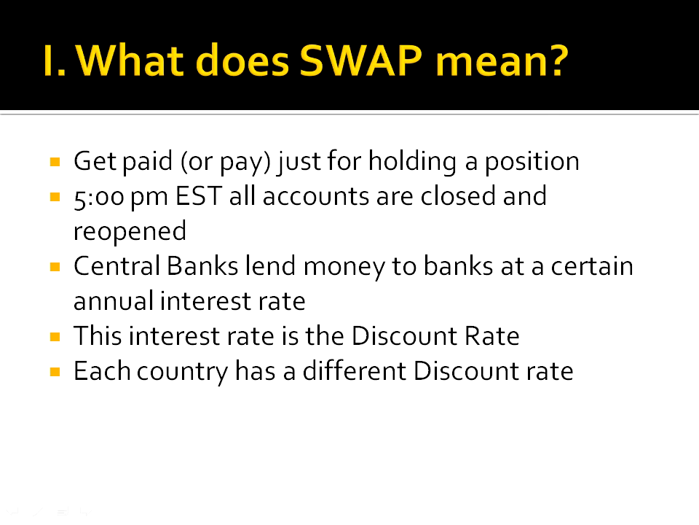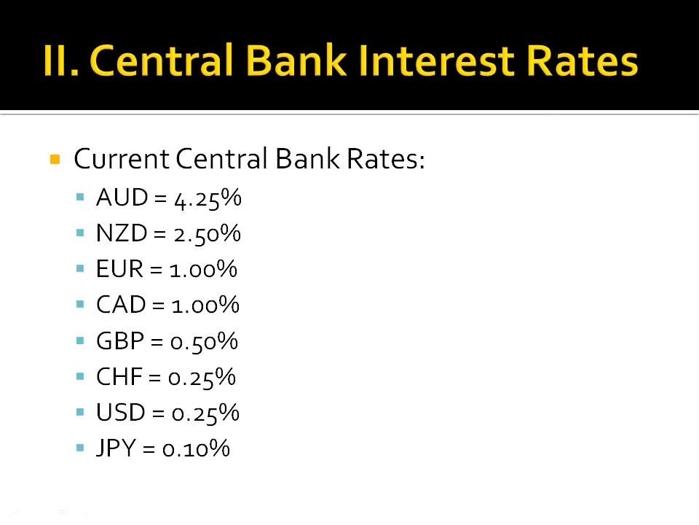Now what happens is at 5 p.m. Eastern, all accounts are closed and instantaneously reopened. This is the swap transaction. Now central banks lend money to their banks at a certain interest rate. This is critical to the swap. The interest rate is known as the discount rate. Now each country has a different discount rate. And this is important because as Forex traders, we are trading different countries' currencies.